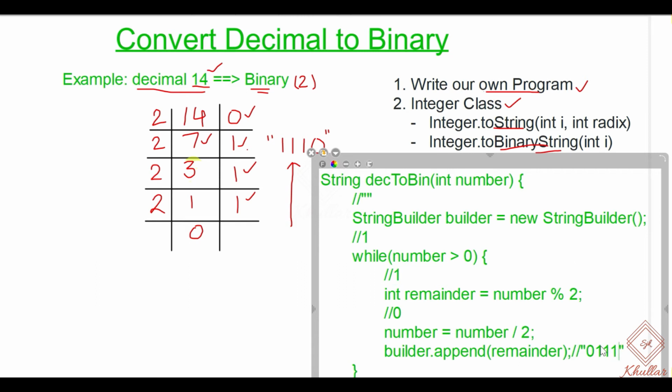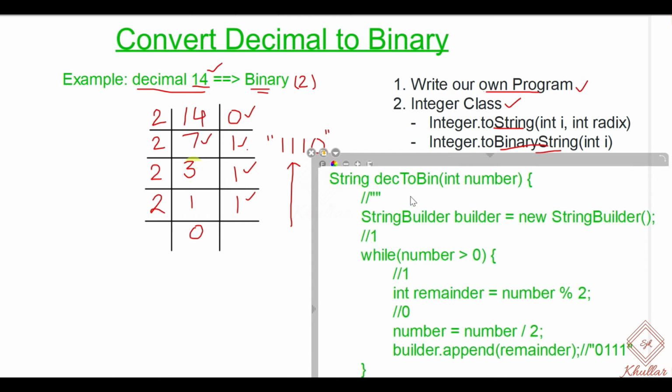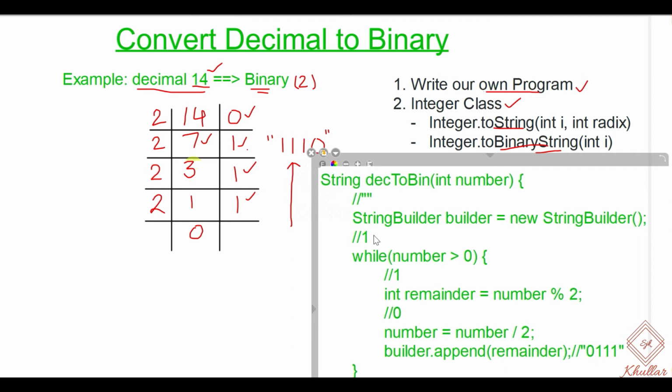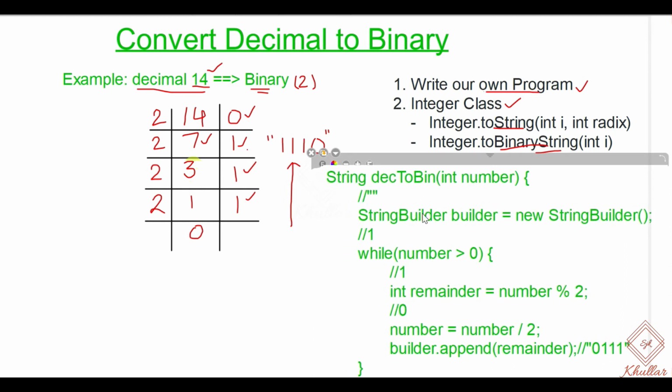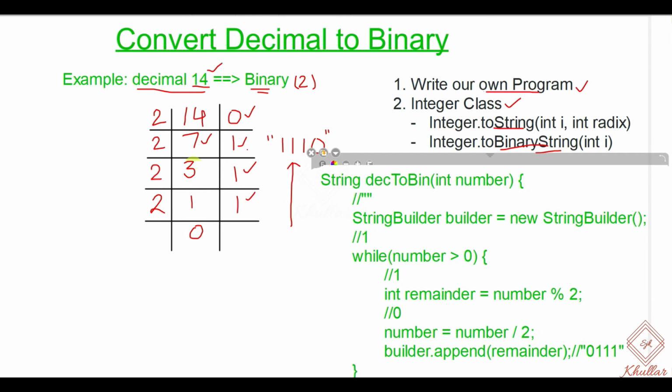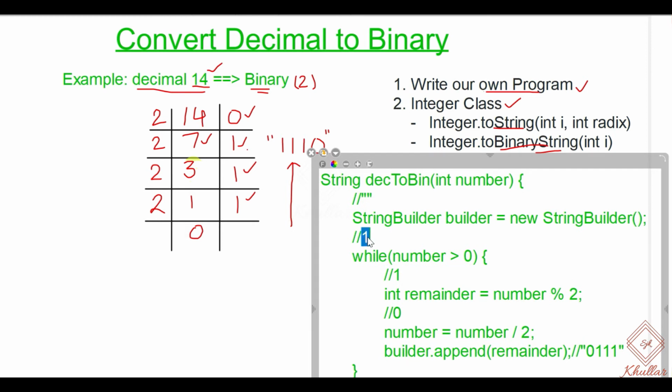So let's append the remainder here. Now go to the while loop. The number became 0 in the last iteration, right? So the number becomes 0 here. We are checking whether the number is greater than 0. No, it is not greater than 0, so it won't go into the loop. It will come out of the loop.